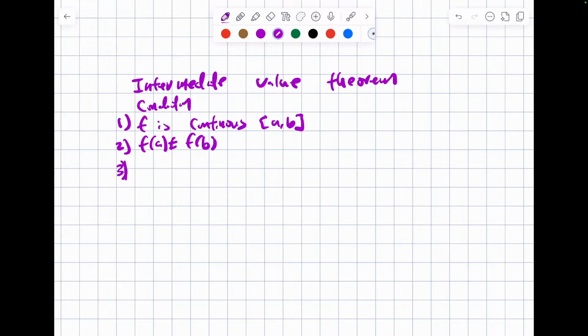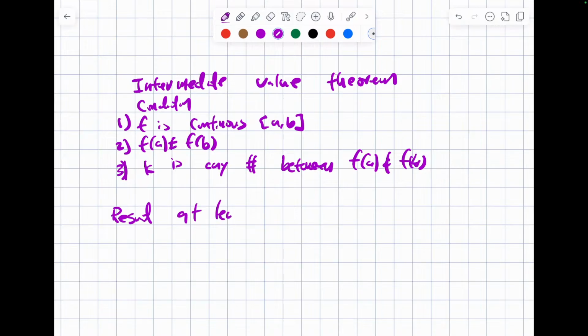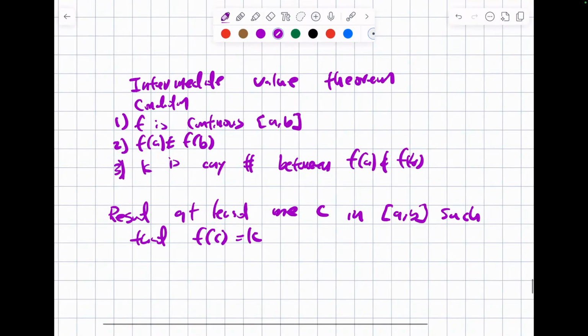Third, k is any number between f(a) and f(b). So they have to be between. So the result is there's at least one c in (a, b) such that f(c) equals k.